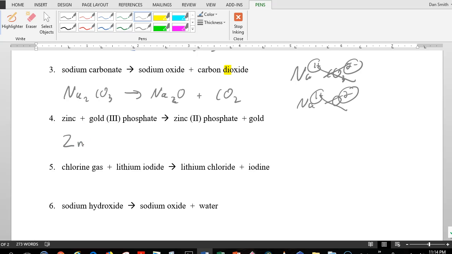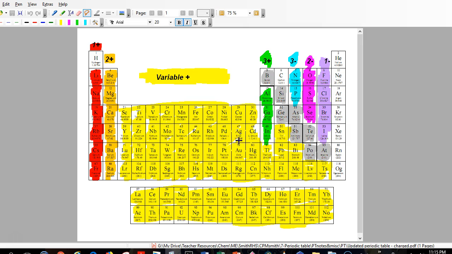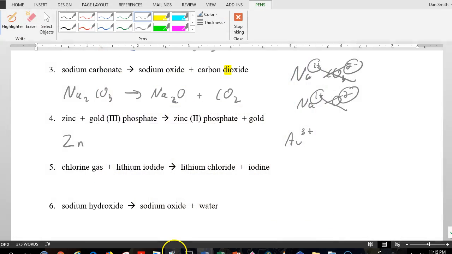Number 4, zinc is just zinc. Again, not a diatomic. Now we have a gold with a Roman numeral 3, so that's the charge. Gold falls within this D block here, where you don't know the charge just by looking at the periodic table. And so you need to be told the charge with a Roman numeral. So gold, 3 plus, and then phosphate, one of our polyatomics, 3 minus. Crisscross, and then you can reduce the 3's, and you get simply AuPO4.